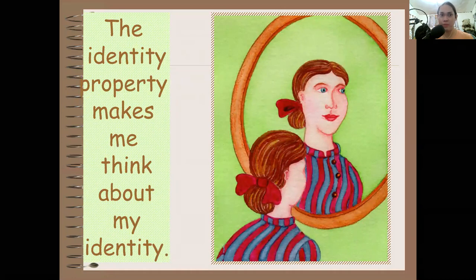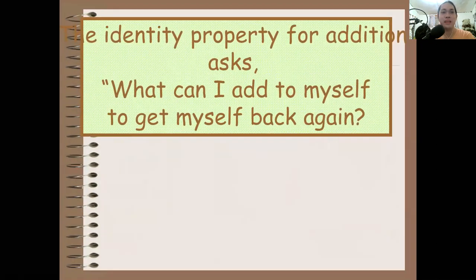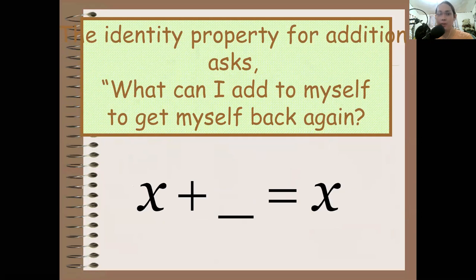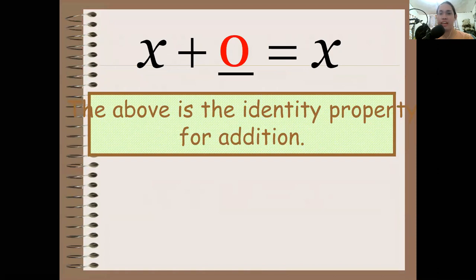Another thing that we need to remember is the identity property. It makes me think about my identity. As you can see your face in the mirror, you will see yourself, of course, not the other self. So the identity property for addition asks, what can I add to myself to get myself back again? So what will you add to your x to give you a result of x? Of course, that's 0. So 0 will give you back x, just like x plus 0 is equal to x itself. That's what we call the identity property. The above is the identity property for addition.